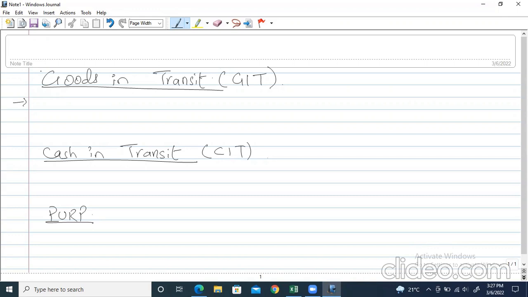The treatment is very simple. Just assume goods have been received, because we may have been waiting for the goods. So we have to assume that goods in transit are no longer in transit anymore. We have just received them. The double entry is: debit inventory, because if we receive the inventory, it will increase. Inventory is an asset, so if an asset increases, it is debited.